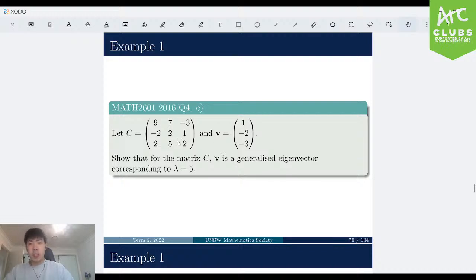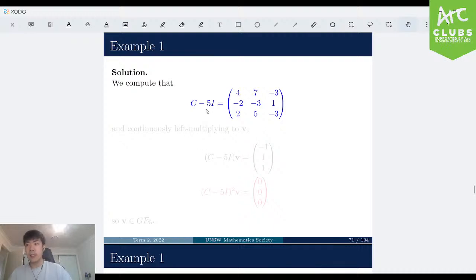Okay. So we want to show that for the matrix C, v is a generalized eigenvector corresponding to the eigenvalue of 5. Okay. So to do this, we essentially want to show that we can find such k such that C minus 5I raised to this power k times our generalized eigenvector v will give us the zero vector. Okay. And we can do so by direct computation. Right? We can just compute C minus 5I times v over and over again and see if it turns into the zero vector at some point. And that's exactly what we do here.